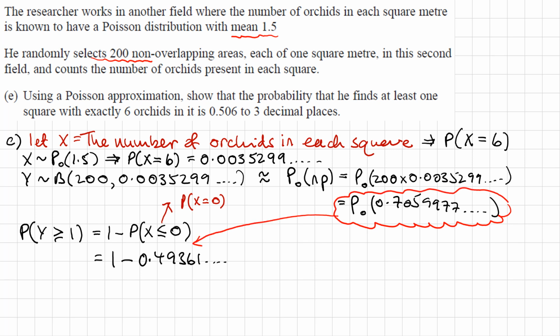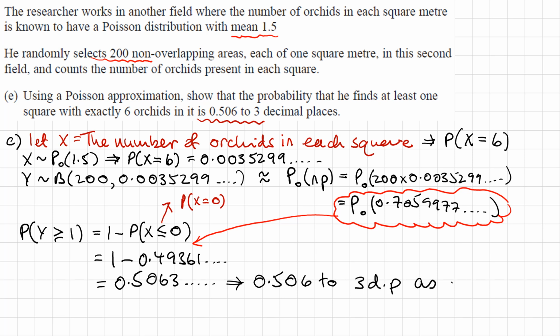If I work that out, I get, let's have a look, 1 minus that number, and that is 0.506, let's write it down, 0.5063, and that continues, and we just needed to show that it was 0.506 to 3 decimal places, which it is. So 0.506 to 3 dp as required.